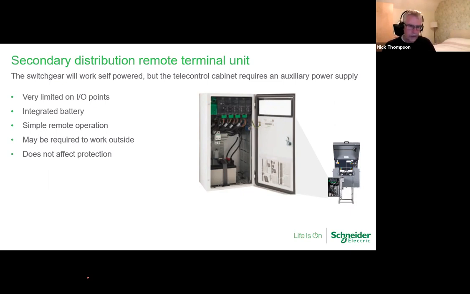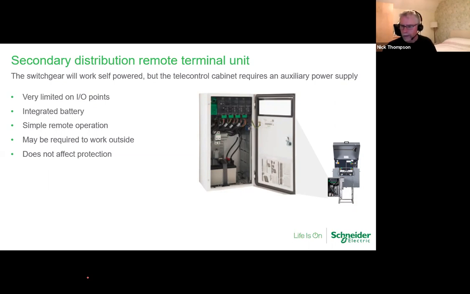Now, ring main units typically are self-powered. So that's when we talk about the protection. This is your protection relay, which is generally going to be self-powered, and the RTU does not in any way affect the protection. So protection will look after itself. It will need an auxiliary power supply, and it will need a battery inside it, just in case the auxiliary power supply is actually cut.